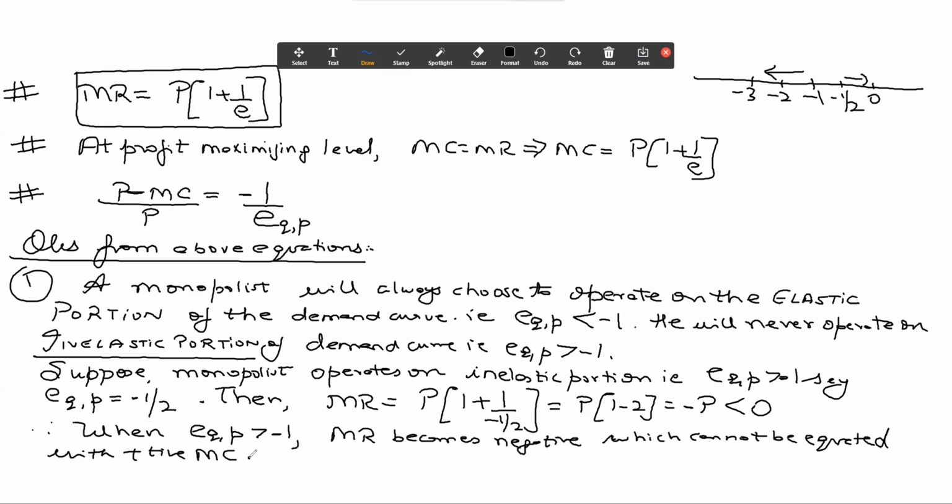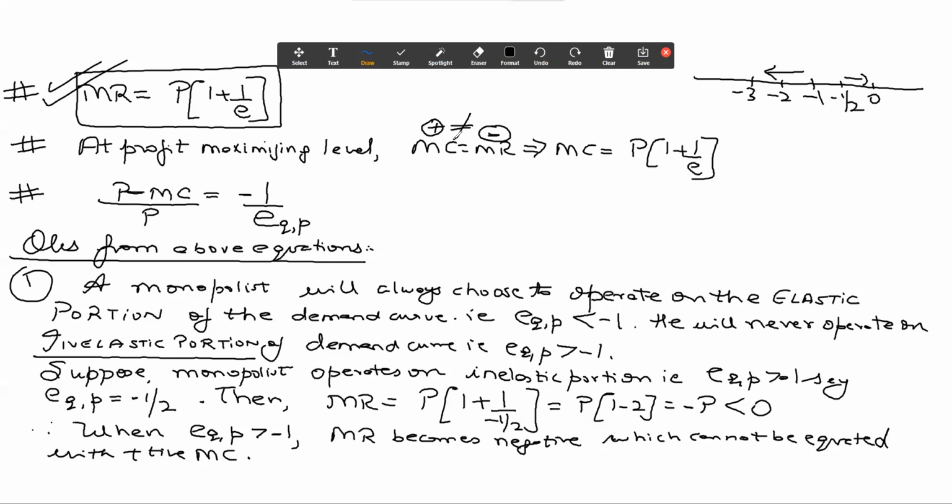If I say that the monopolist is on the inelastic portion of the demand curve, it means EQP is more than -1. If I put it in this equation, my MR becomes negative. And I cannot equate a negative MR with a positive MC. That means a monopolist will never operate on the inelastic portion of the demand curve.